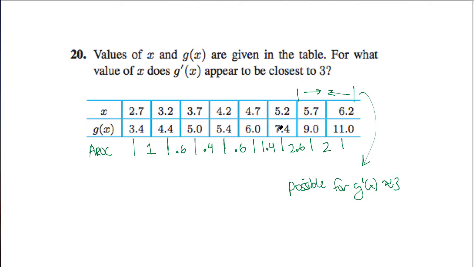Well, 0.5 to the left gives us a change of 1.4. 0.5 to the right gives us a change of 2. I'm sorry, 0.5 to the left gives us a change of 2.6. 0.5 to the right gives us a change of 2. So somewhere around this 5.7 is what we want. I guess we should broaden this a tiny bit.